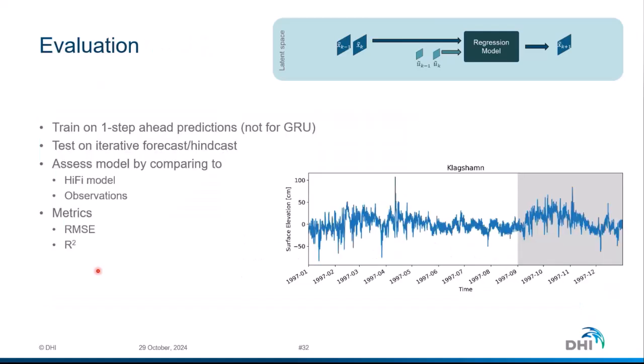So we train these regression models on the training period of the first 8 months of the data, and we test on the last 4 months, and that's with an iterative forecast. Once we have trained the model, we do an iterative forecast and not just one-step predictions to evaluate the model. We evaluate the model by comparing to the high-fidelity model, in this case the MIC model, the simulation data that I use for training. But we also do a sanity check by comparing to observations.